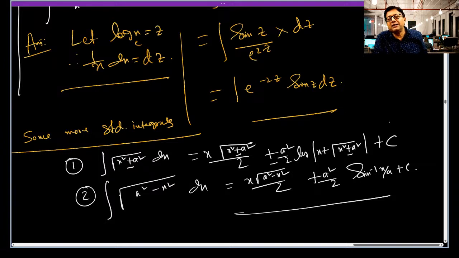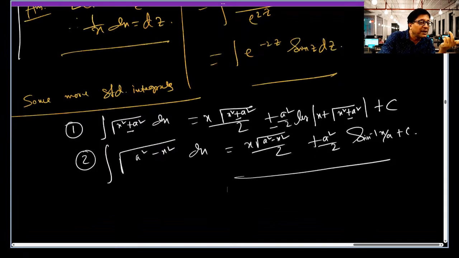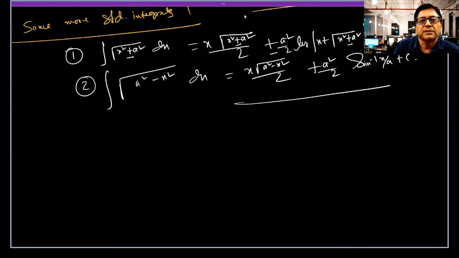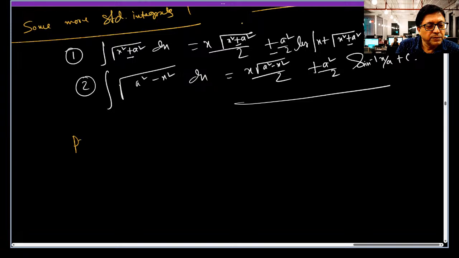X root over a square minus x square by 2 plus a square by 2 sin inverse x by a, plus c. Okay? But before we apply it, we need to prove it. How to prove it? Then I'll show you the application. Proof.